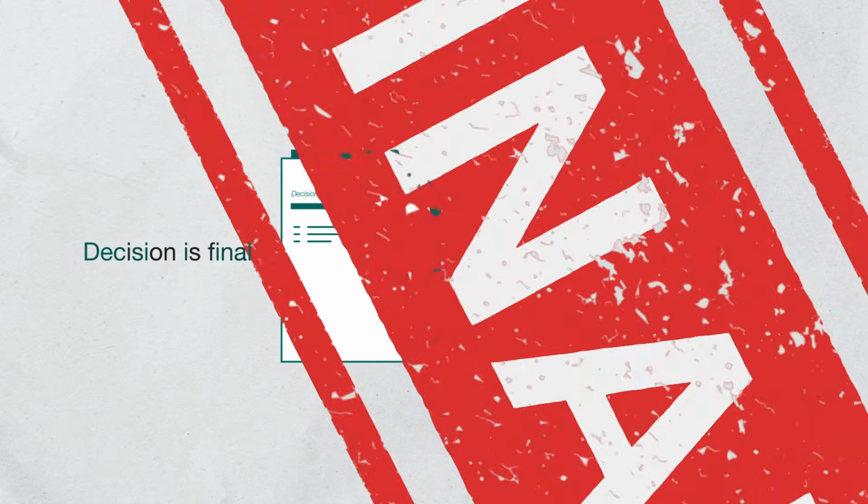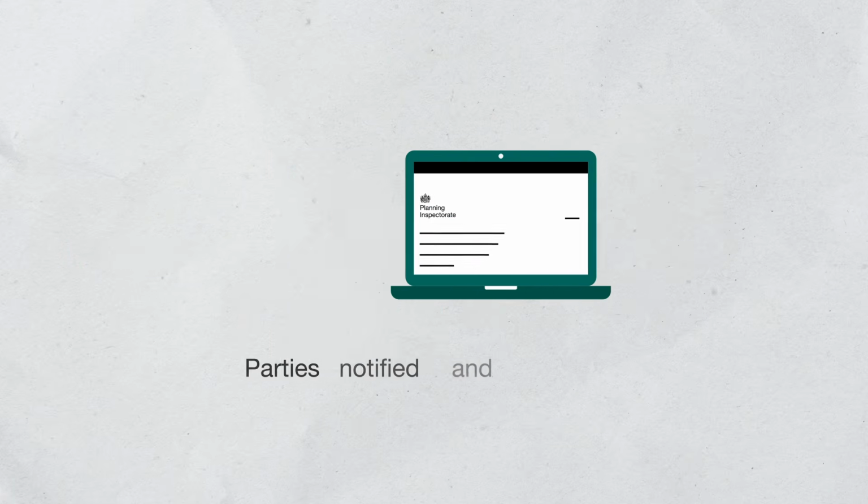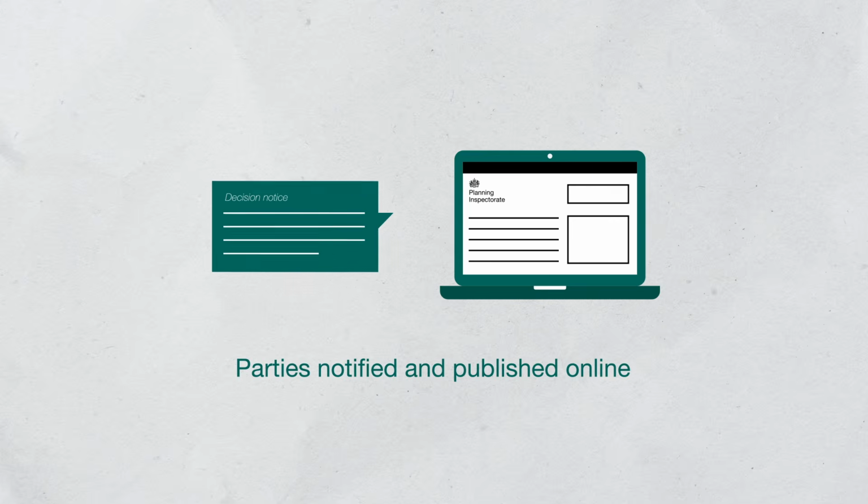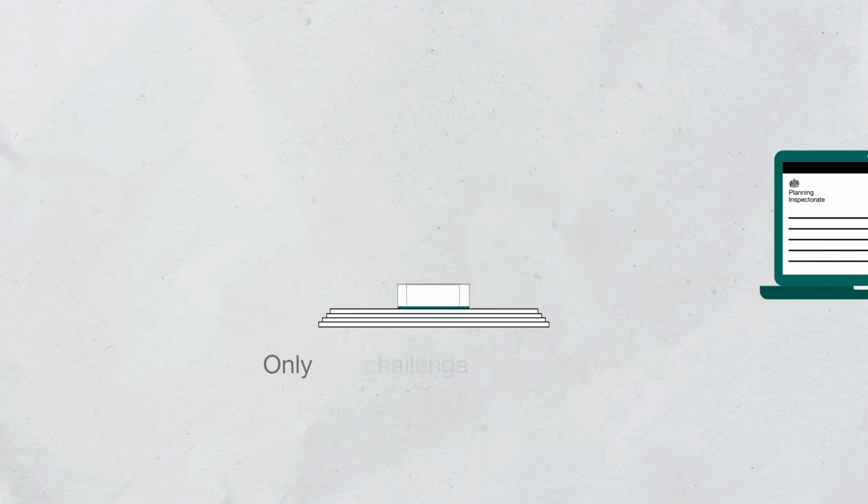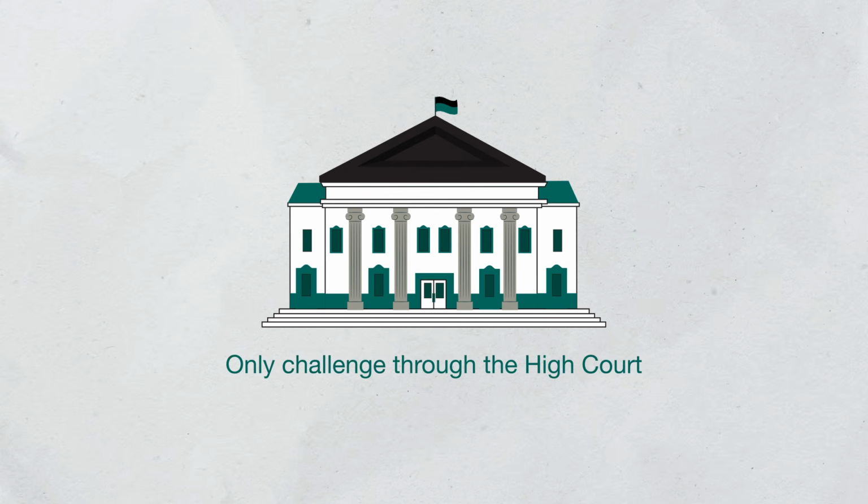The inspector's decision is final. All parties will be notified and the decision will be published online. You can only challenge this decision through the High Court on legal grounds.